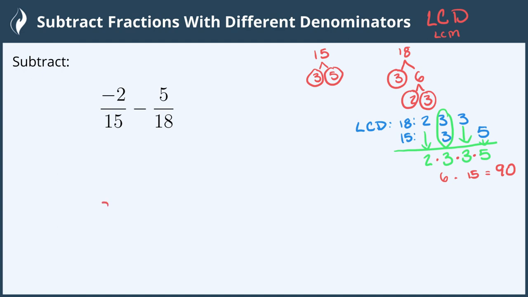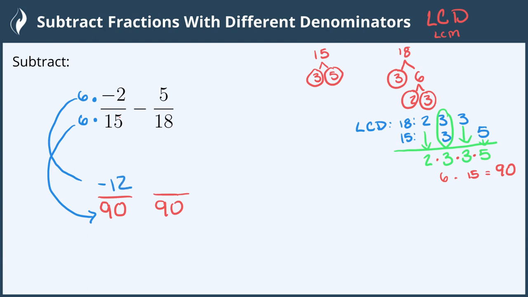Now I just need to rewrite both of these fractions with the equivalent fraction with the denominator of 90. To go from 15 to 90, I can divide 90 by 15, which gives me 6. So that means I need to multiply both numerator and denominator to keep that ratio the same by the same factor, which is 6. So 15 times 6 is 90. That goes here. And 6 times -2 gives us -12.